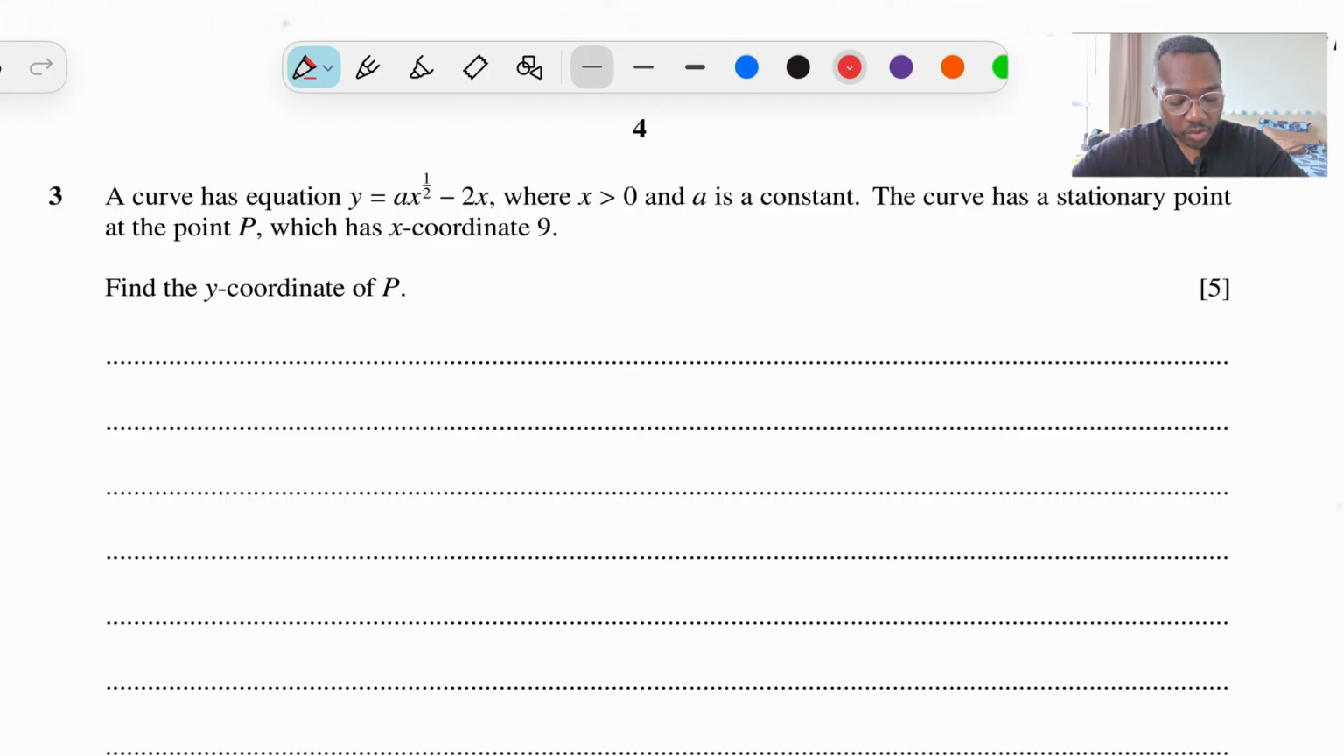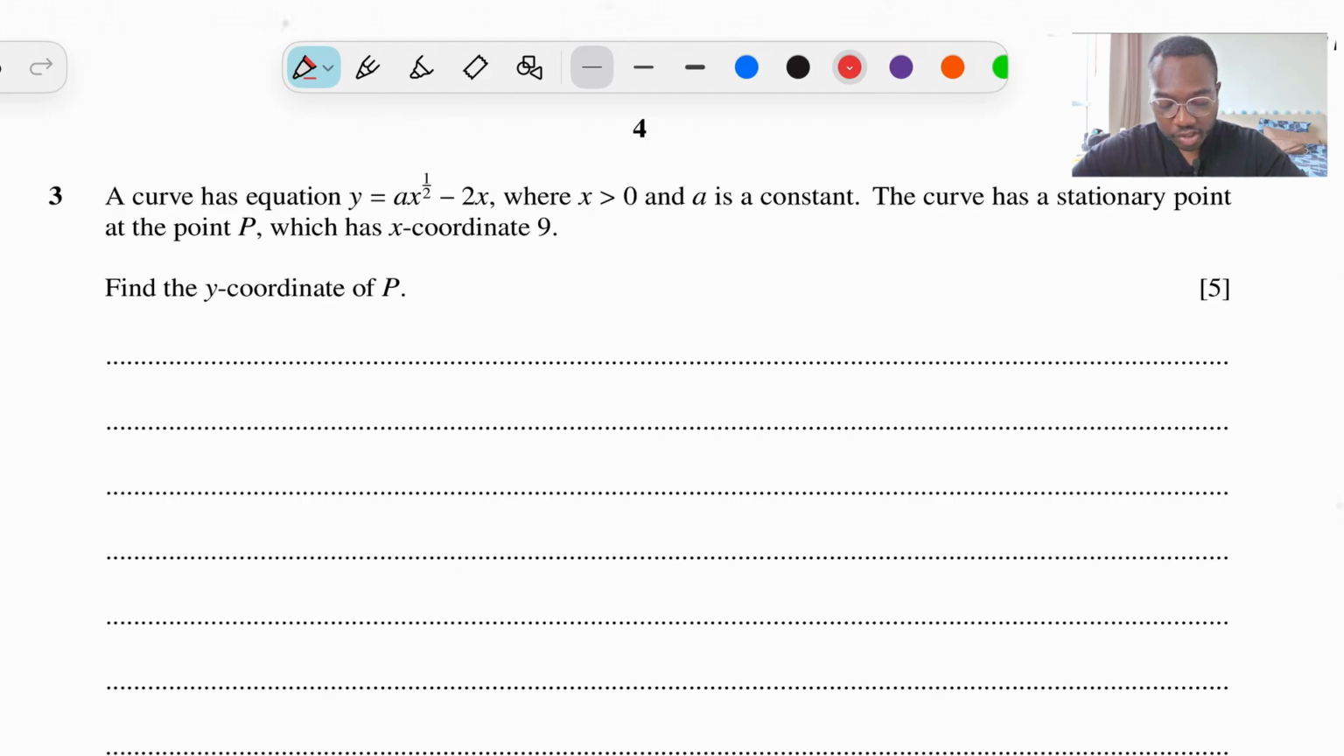Okay, question 3. We've got this curve of equation y equals ax to the power of a half minus 2x, where x is greater than 0 and a is a constant. The curve has a stationary point at the point P, which has x coordinate 9. We need to find the y coordinate of P, okay? So effectively, if we differentiate y, we get dy over dx. If we equate that to 0 and put in our x value of 9, that should help us work out what our a value is. Then once we know what a is, that can also help us work out what the y coordinate of P is as well.